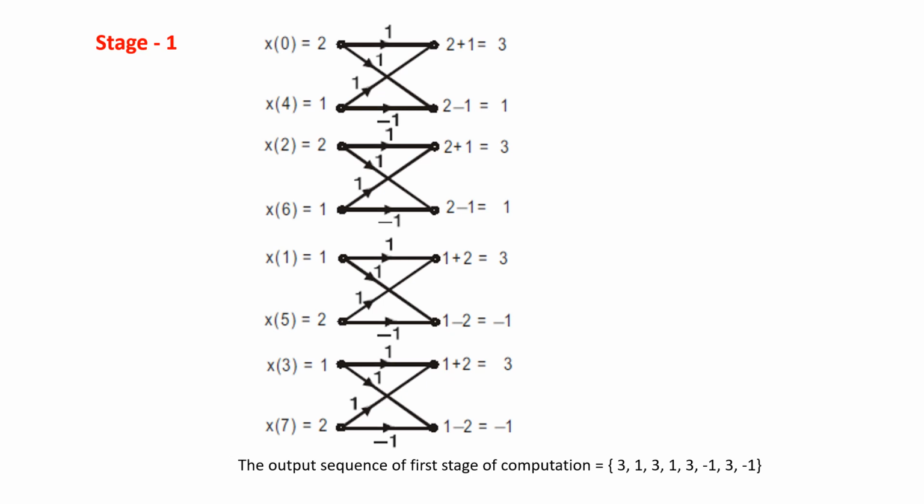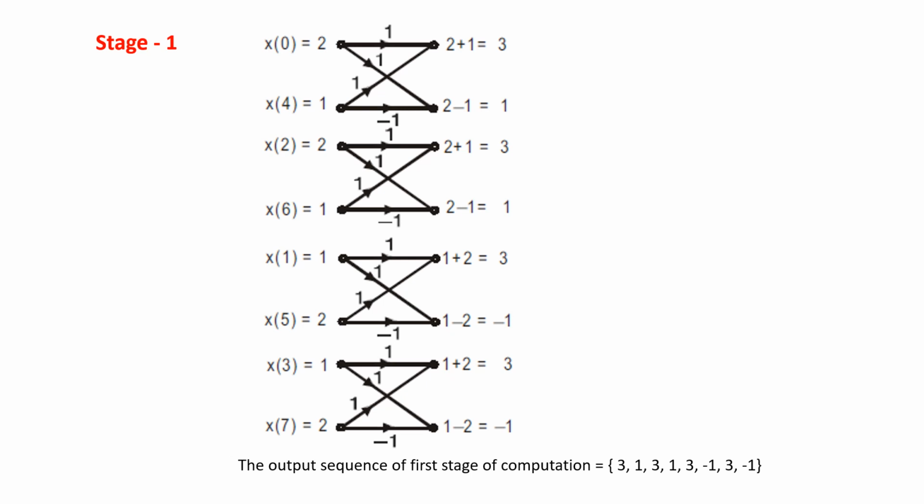And in the second butterfly, this 2 is the first input that will be reaching here. This 1 will also reach here, so 2 plus 1 is 3. And the second input: this 2 will be reaching here, and this 1 multiplied with this minus 1 will reach here, so 2 minus 1 is equal to 1. With a similar pattern, we can calculate the third and fourth 2-point butterflies and get the output. So this output is 3, 1, 3, 1, 3, minus 1, 3, minus 1. This is the first stage computation output.